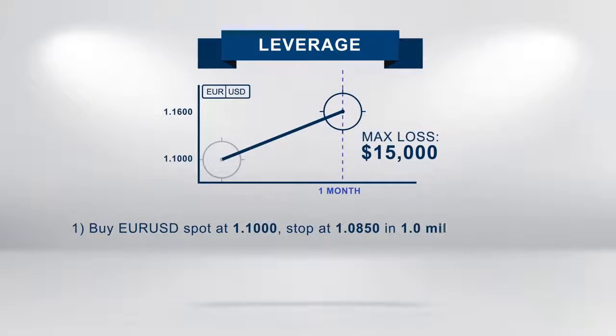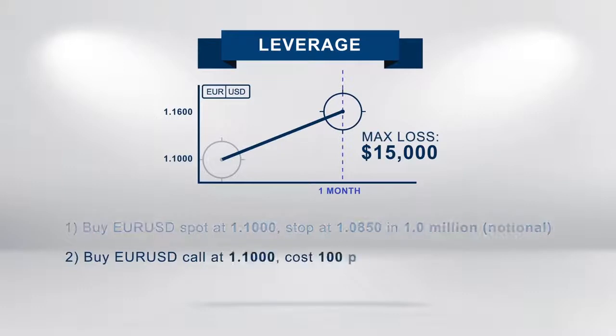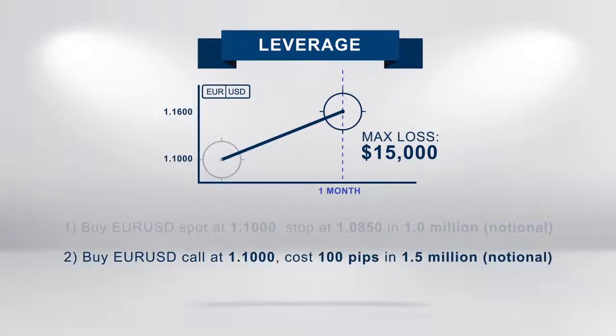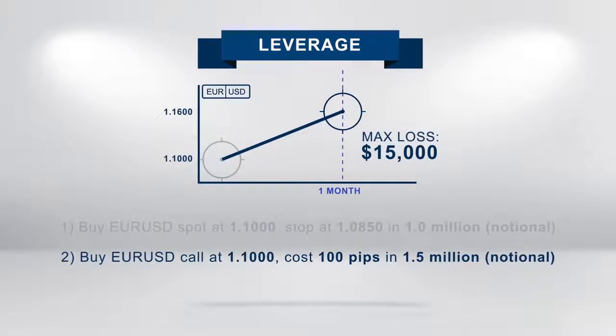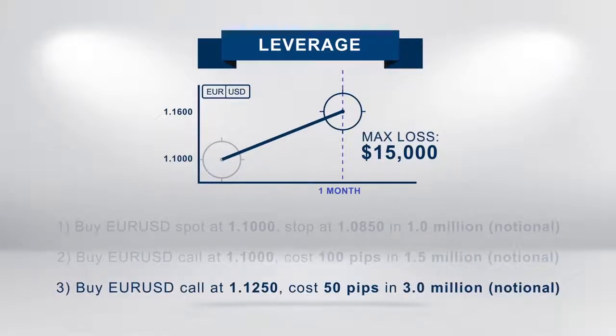1. Buy Euro-dollar spot at 1.1000, stop at 1.0850 in 1 million notional. 2. Buy Euro-dollar call 1.1000, cost 100 pips in 1.5 million notional. 3. Buy Euro-dollar call 1.1250, cost 50 pips in 3 million notional.